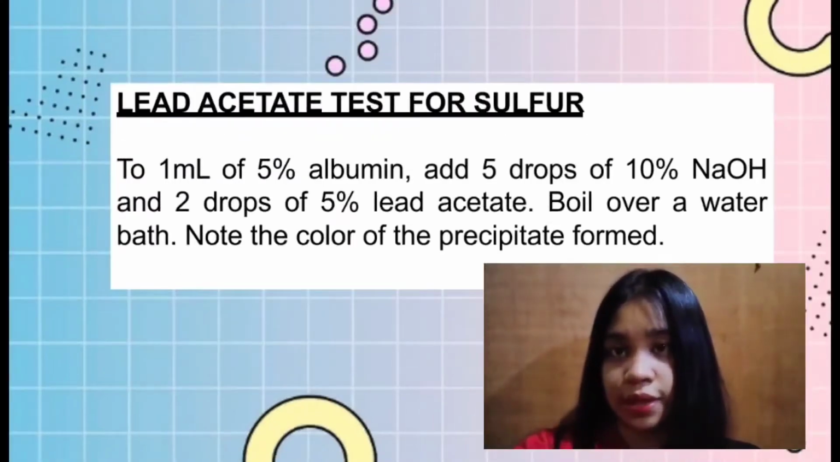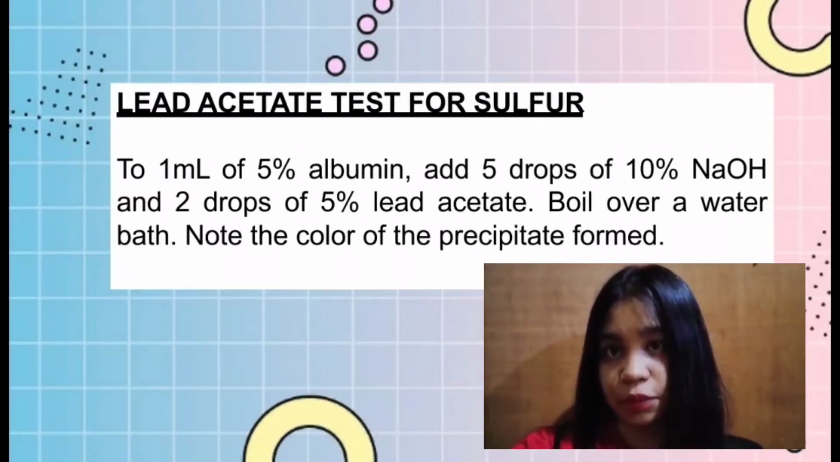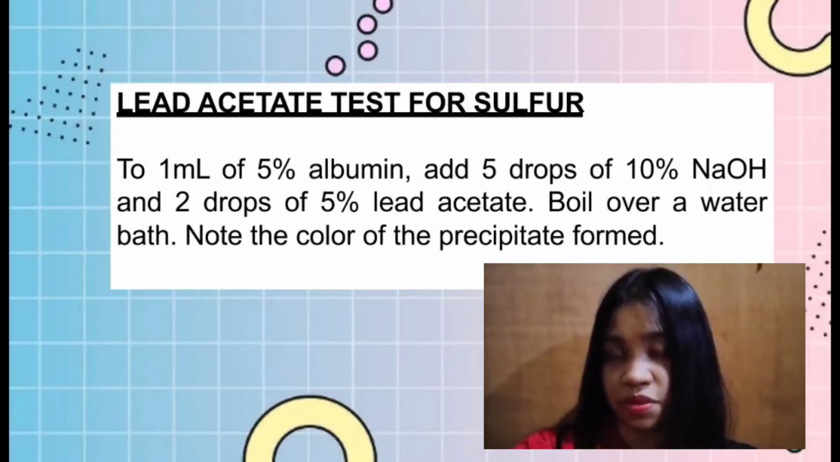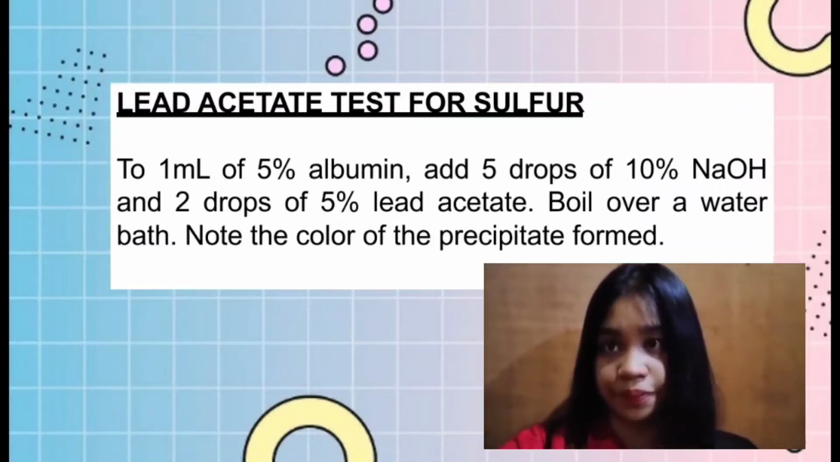Number 4. Lead acetate test for sulfur. To 1 ml of 5% albumin, add 5 drops of 10% NaOH and 2 drops of 5% lead acetate. Boil over a water bath. Note the color of the precipitate formed.